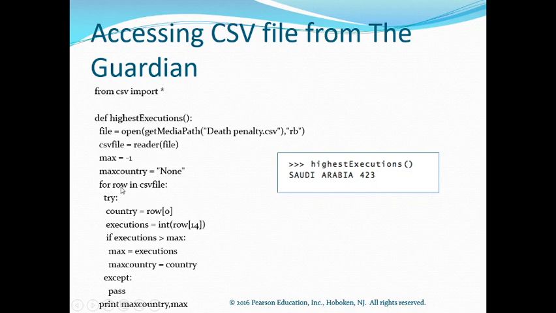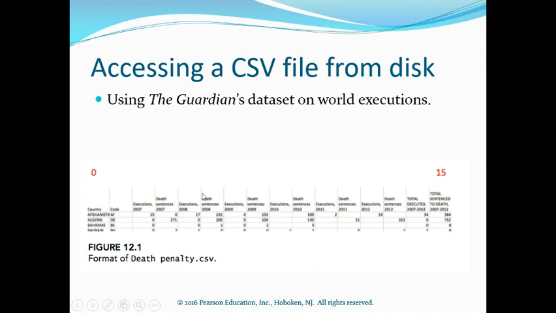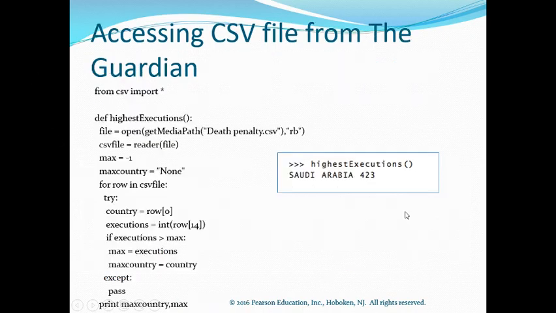So for every row in this file, we try to get the country, which is the zero index of row, and the execution, which turns out to be the 14th index in row, right? We can see this 1, 2, 3, 4, and so on. We see executions is in the 14th, right? You can see 0 through 15 as they label it here. So executions is in the 14th index.